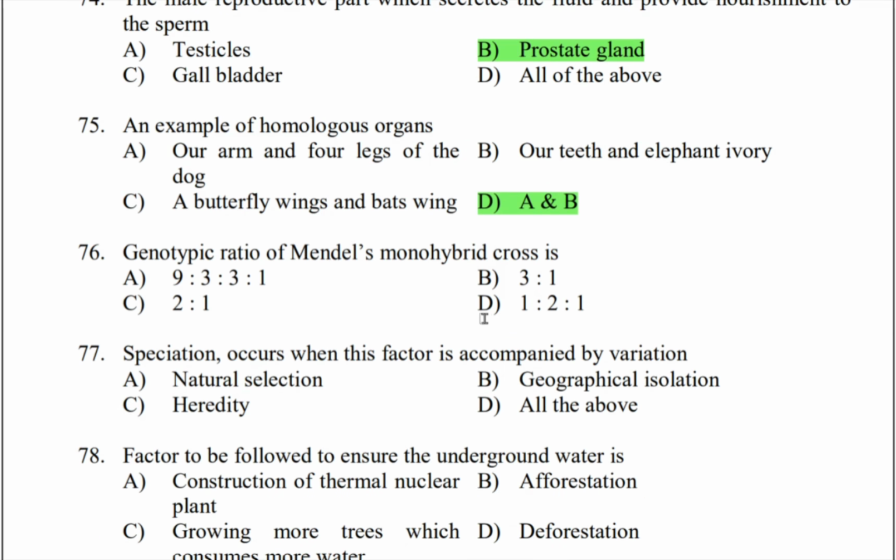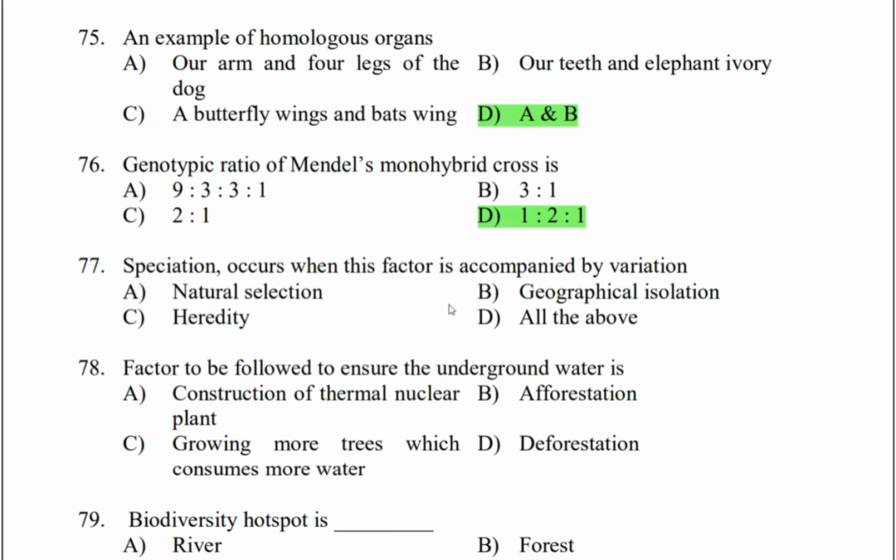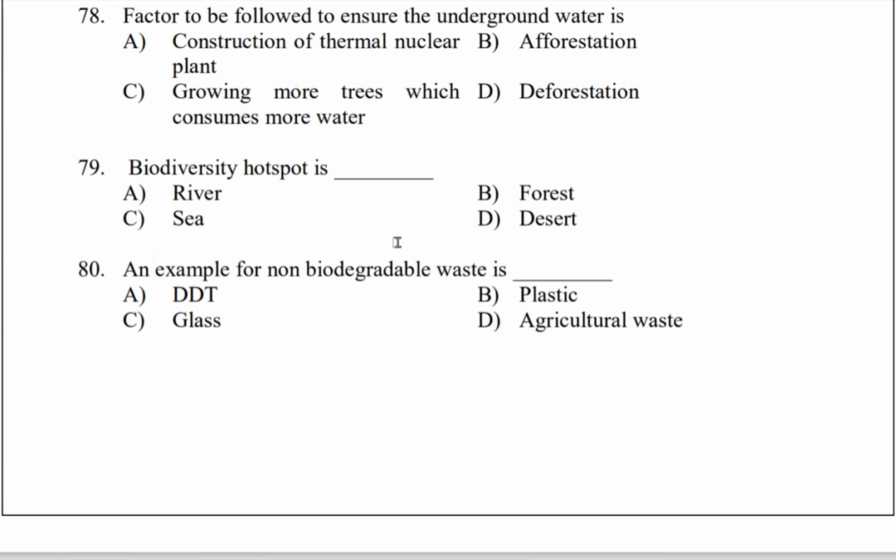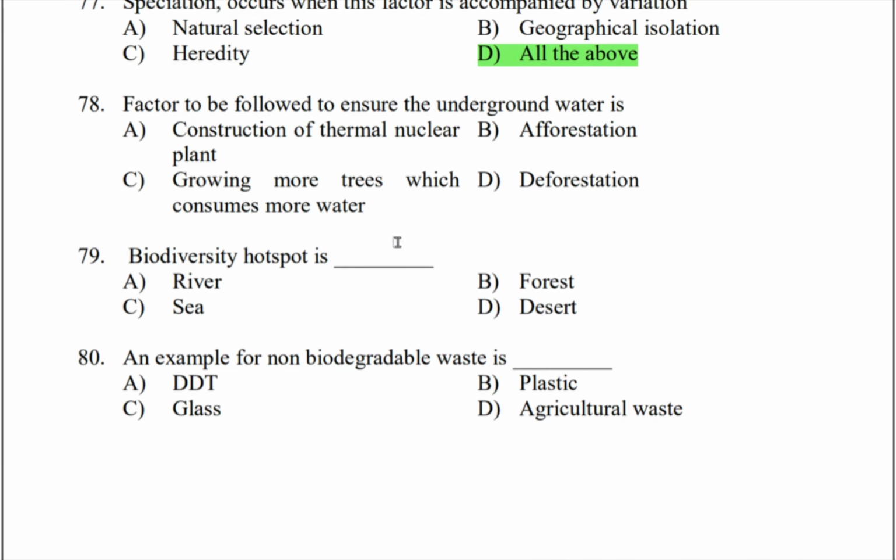The genotypic ratio of Mendel's monohybrid cross is 1:2:1. The phenotypic ratio is 3:1. Speciation occurs when this factor is accompanied by variation. The correct answer is all the above: natural selection, geographical isolation, heredity. The correct answer is option D, all the above.